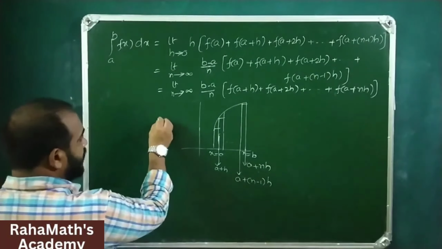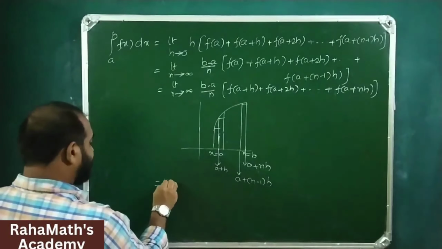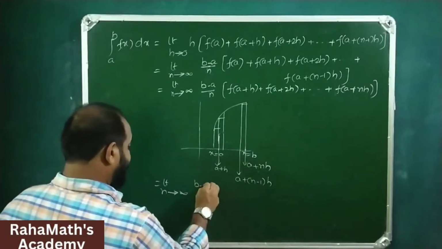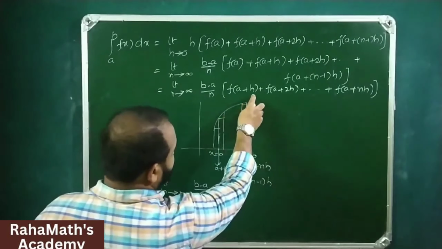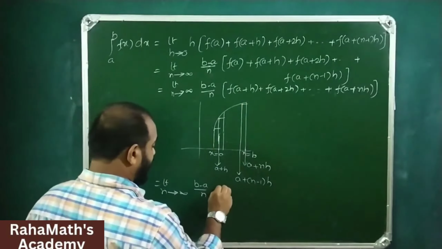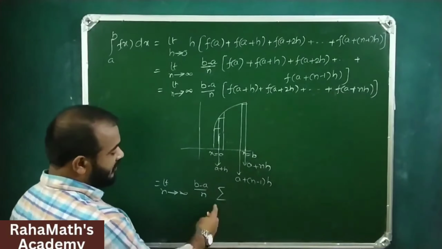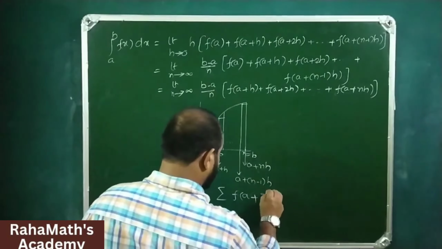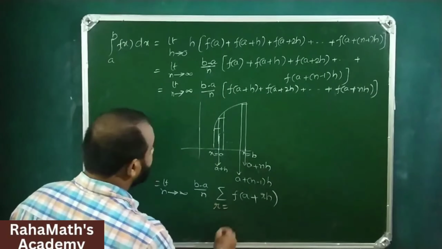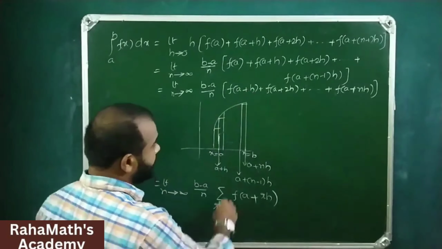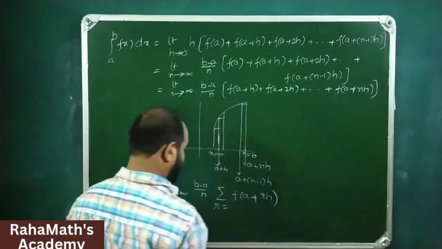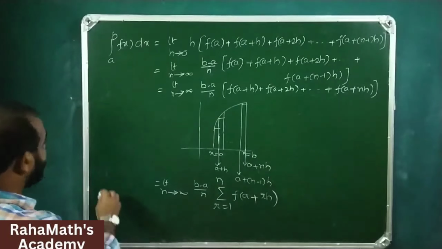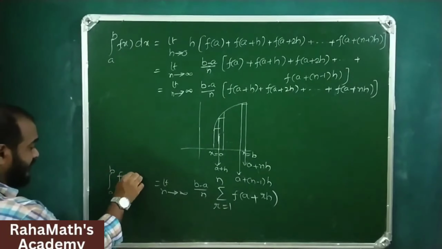So, this is equal to limit n tends to infinity of b minus a by n. Since this is the summation of a series, we can write it in sigma notation as f of a plus rh, where r runs from 1 to n, because this is 1h, this is nh. So in this way we can write the integral a to b f of x dx.